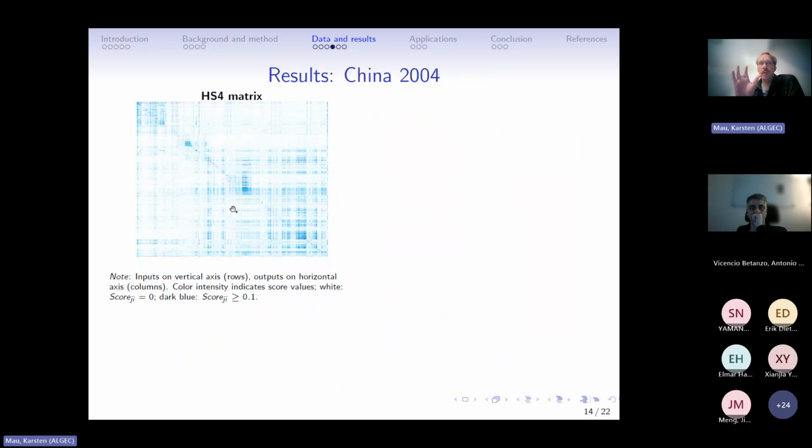Okay, so now let's go back to the main data set. So it's again China 2004, and this is how the import-export association matrix looks at the 4-digit level. You can see, of course, it's much sparser. There's a lot of white and a few dark spots that are, I think, in similar positions as before. And these darker spots are the ones where we now suspect input-output relationships.